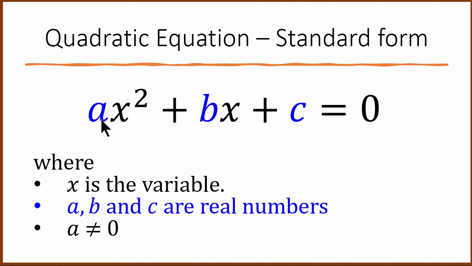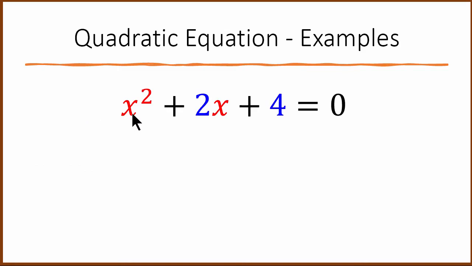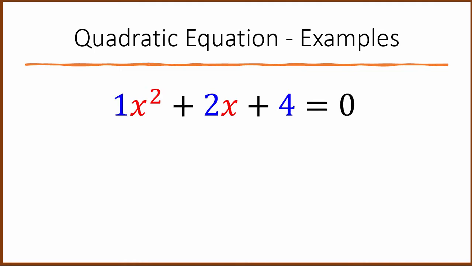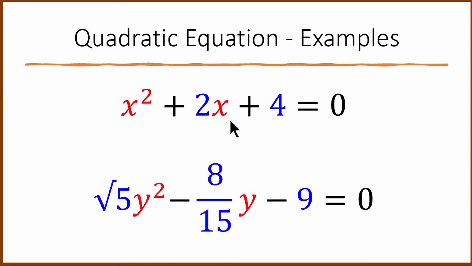Let's look at a couple of examples. In this example, we have x squared plus 2x plus 4 equals 0. You may think there is no a in this case, but actually there is; it's just assumed. You can think of a as being 1. So in this case, a is 1, b is 2, and c is 4. All of them are real numbers, a is not 0, and the variable is x. So this is a quadratic equation.